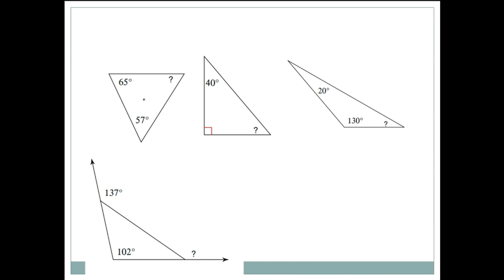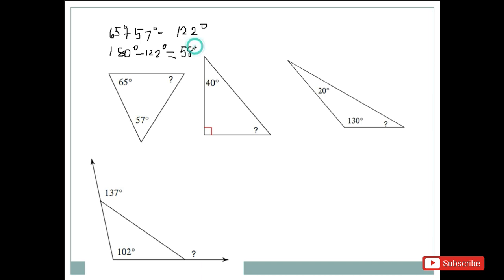What we do to find the unknown angle here is subtract the sum of these two from 180. So add up 65 plus 57, okay, 65 degrees plus 57 degrees would give you an answer which is 122 degrees. Alright, so 122 degrees. And then subtract that from 180 degrees. So 180 minus 122, okay, is 58 degrees. So therefore, the unknown angle here is 58 degrees.